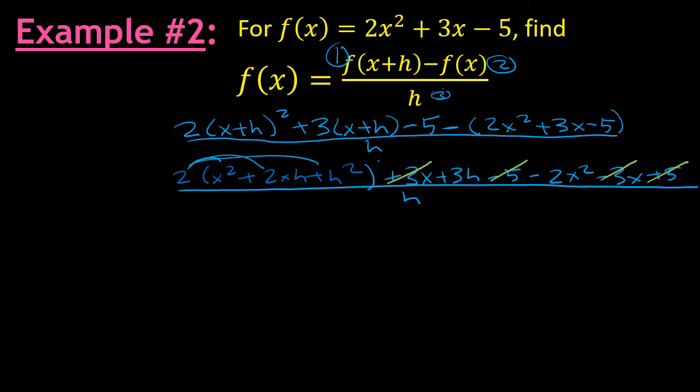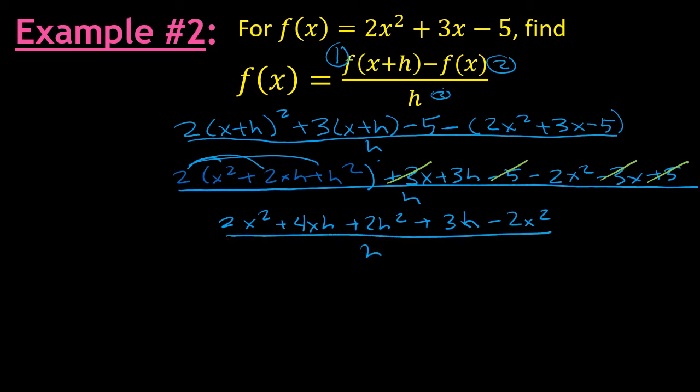I need to distribute this 2, so I have 2x squared plus 4xh plus 2h squared plus 3h minus 2x squared all over h. So now, again, in my numerator, because I distributed the 2x squared and the negative 2x squared can go away. When I look at what I have remaining, all those terms have an h in it. If this doesn't happen, you have done something wrong.